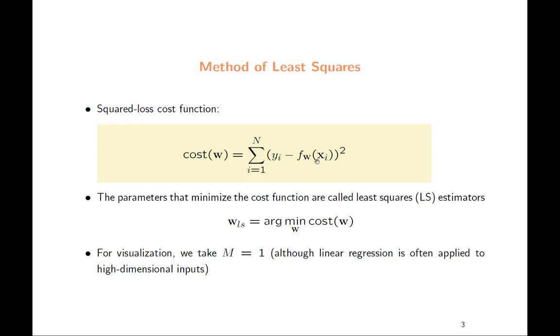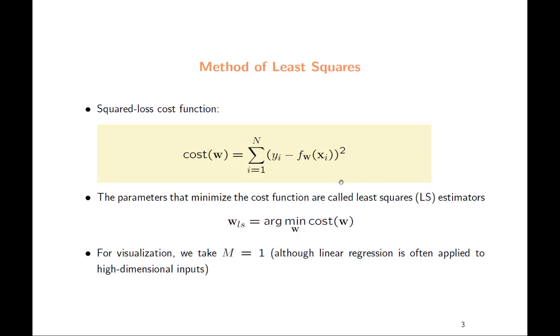The parameters which minimize the cost function are called the least squares estimator. So W least squares is the argument with the minimum cost. So the weights with the minimum cost according to this least squares cost function or squared loss cost function.